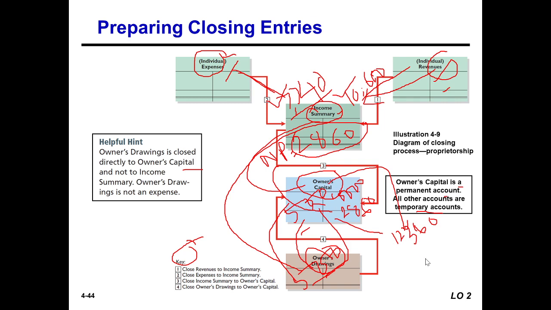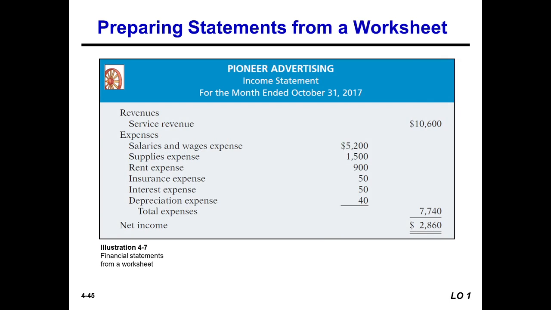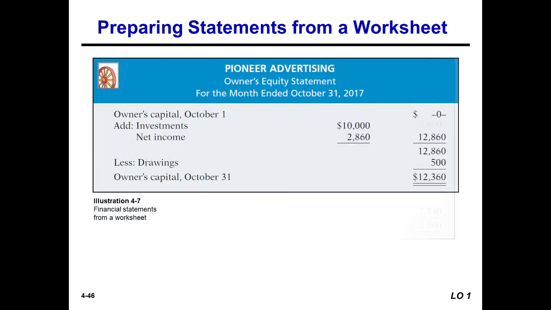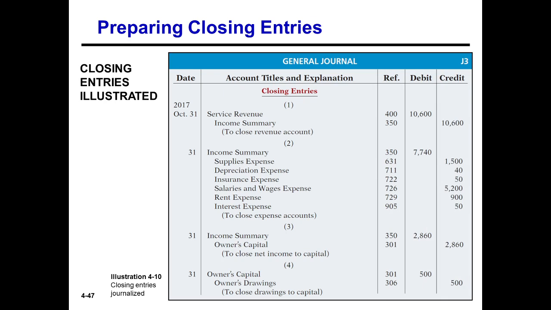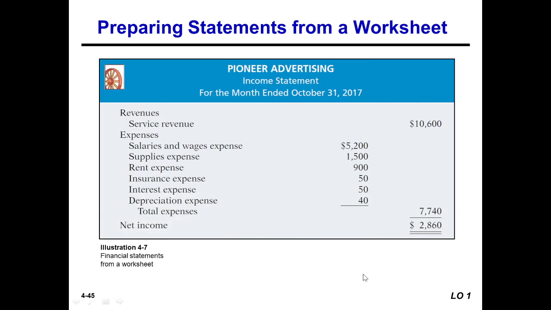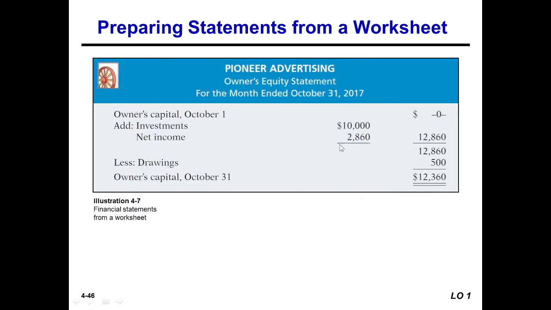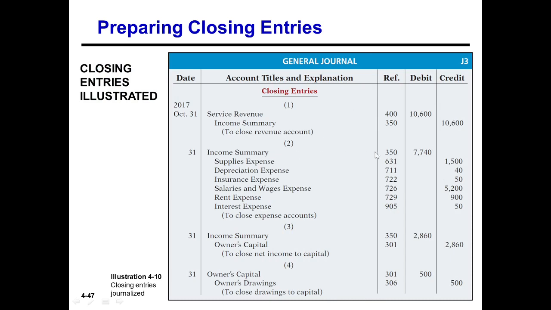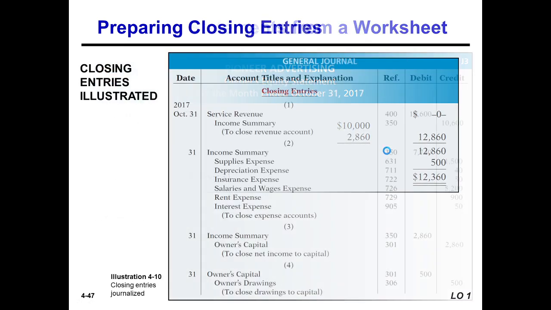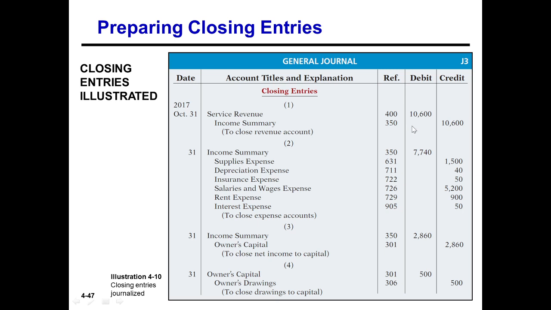We will proceed. This is the income statement of Pioneer Advertising, and this is the owner's equity statement of Pioneer Advertising. For preparing closing entries, we have used these two statements, the income statement and the owner's equity statement. We have already shown how to close, but now these are the closing entries, closing entries illustrated.